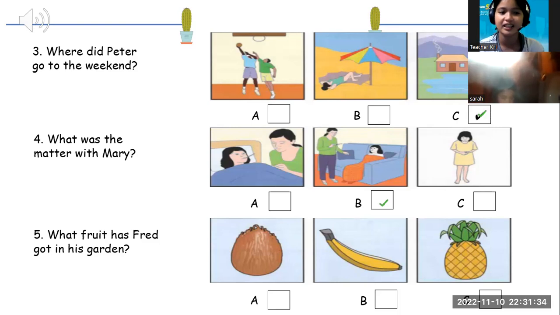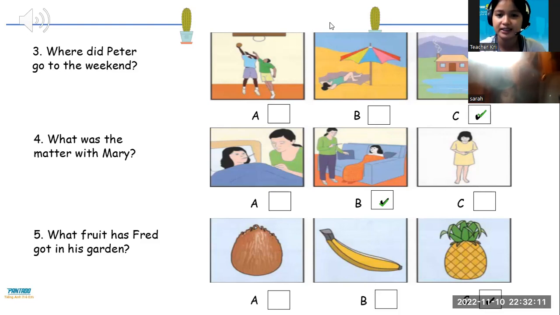Okay, that's alright. And for number 4, what was the matter with Mary? Okay, so Mary has a temperature and she was staying in the living room. Okay, and for number 5, what fruit has Fred got in his garden? Okay, so Fred got a pineapple in his garden. Okay, so for this activity, you got only one mistake.